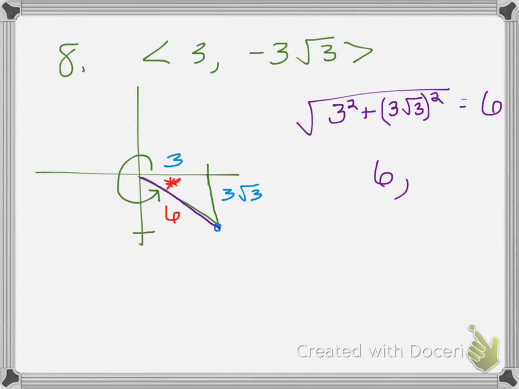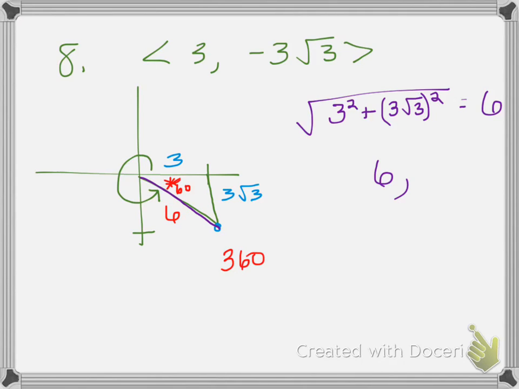Again, this is a special triangle. I can tell because the 3 and the 6, if I multiply the 3 by 2, I get 6. If I multiply 3 by square root of 3, I get 3 square root of 3, and that's the relationship of a 30, 60, 90. So this angle is 60.